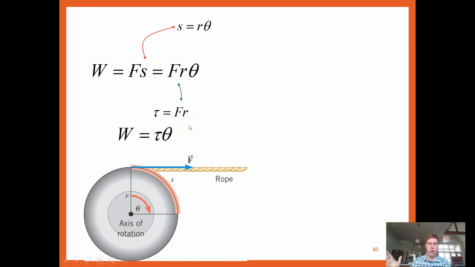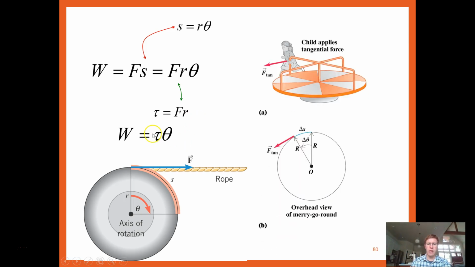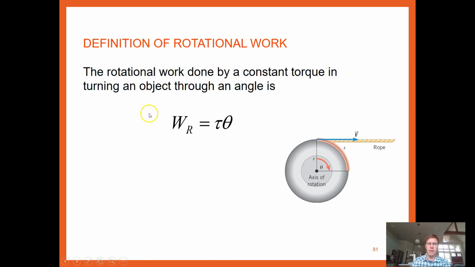So before, work was force times displacement, as long as they're parallel. Now work is torque times angular rotation. So a new way to define work is torque times theta. All right, so rotational work is torque times theta. Rotational kinetic energy is 1/2 I omega squared. Newton's second law in rotational terms: net torque equals I times alpha. These are all our new different variables and equations for rotational motion.